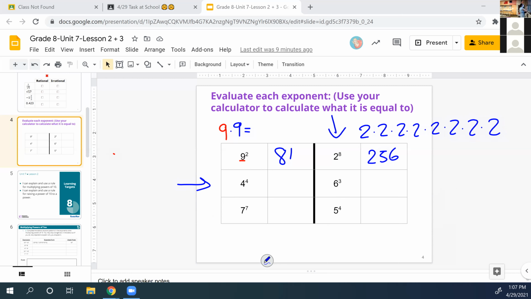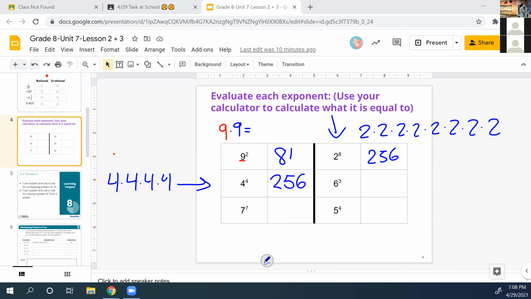Okay, so that's like saying 4 times 4 times 4 times 4. Grab your calculator. 4 times 4 times 4 times 4 gets me 256 again. Ooh, look at that, silly Billy.